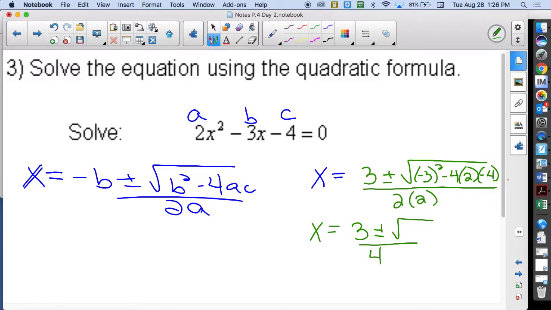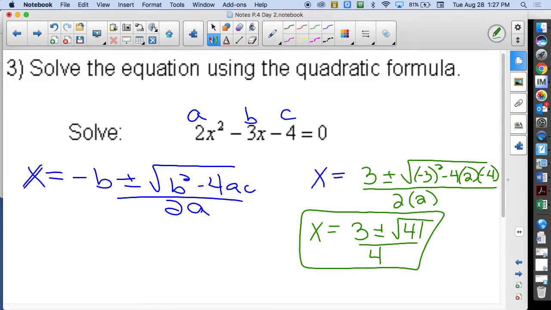Brandon, you know what number goes underneath the square root? I didn't get that far yet. Since you haven't been in math class for a couple days, I guess. What number goes underneath the square root? 41. Yeah. Can 41 be broken down? It's prime. So 3 plus or minus the square root of 41 over 4.